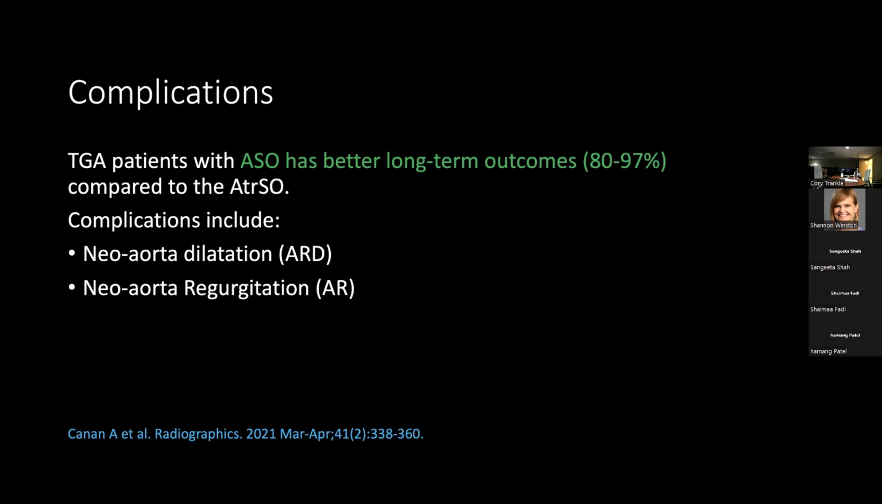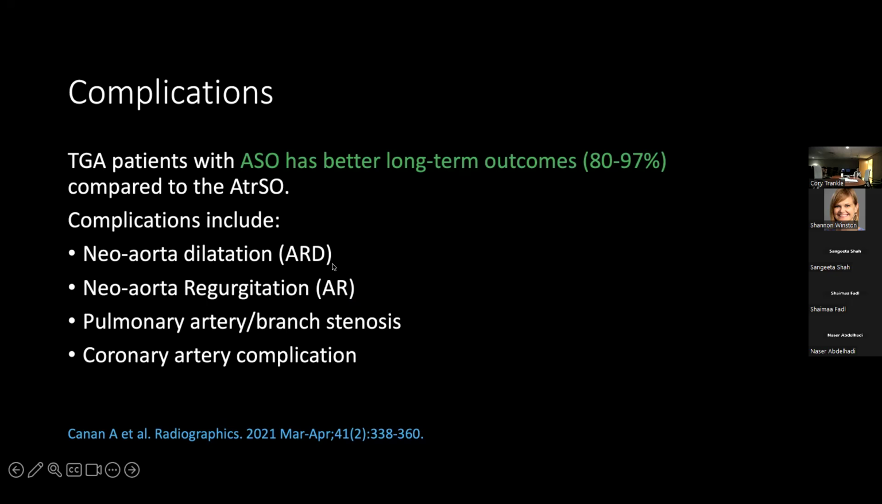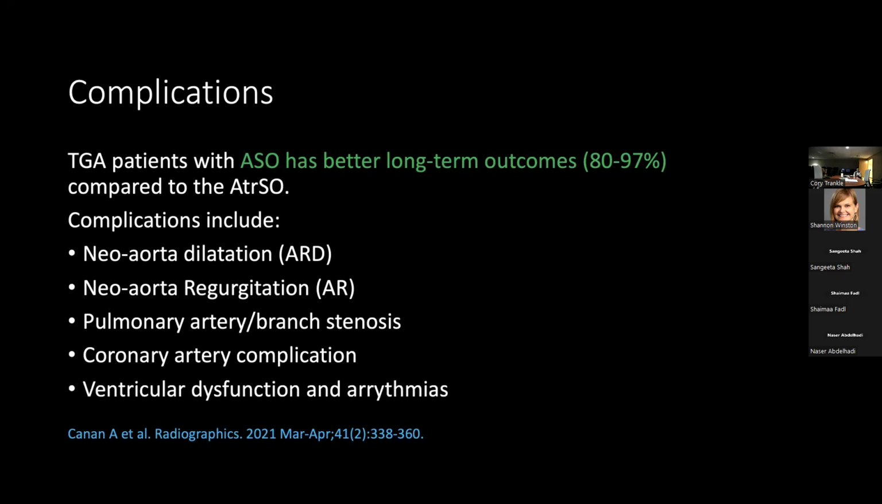New aortic regurgitation. With that new aortic root dilation, you may have some incomplete coaptation of the aortic valve leaflets, new aortic valve leaflets, and regurgitation can happen. Pulmonary artery stenosis, supravalvular, RVOT narrowing, branching stenosis, all can happen, or coronary artery complications. Also, in some patients, as a consequence of these complications, ventricular dysfunction and arrhythmias may happen as well.